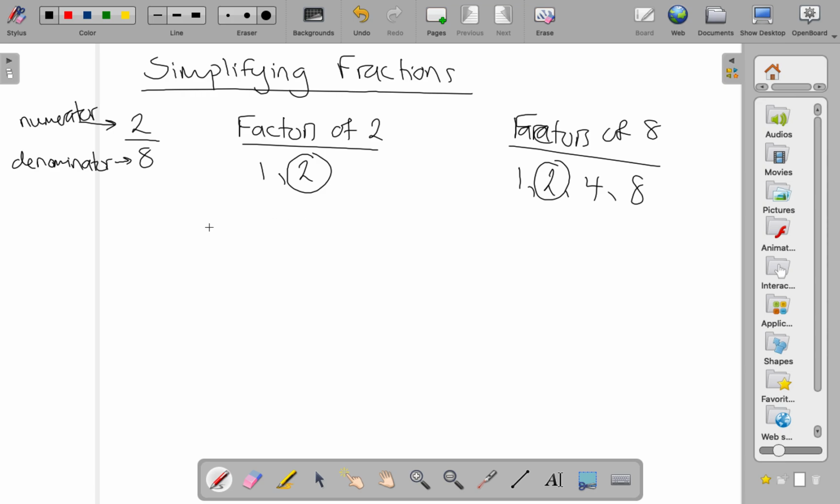And then we divide the top and the bottom by that highest number. So we divide the top by 2, which gives us 1. Then we do the same for the bottom, divide that by 2, which gives us 4. Then we take these two numbers, and that tells us that 2/8 is equal to 1/4. So that's how you simplify a fraction. Now let's try another example.